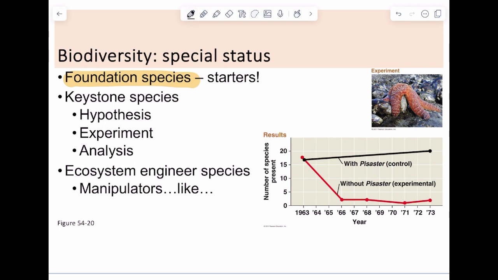Typically, when you think of these, they're who show up. They can be who show up first. They're also sometimes called pioneers. And the big ones that we usually like to think of are things like lichen. The lichens show up, then we start getting plants. Once you have lichens and plants, we can now have insects, so on and so forth. So foundation species, they're just the ones that are going to start off the party.